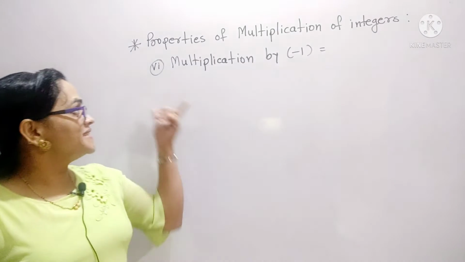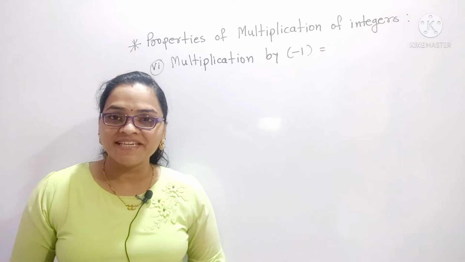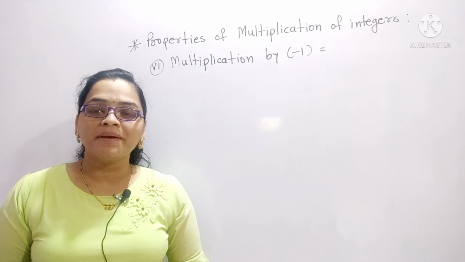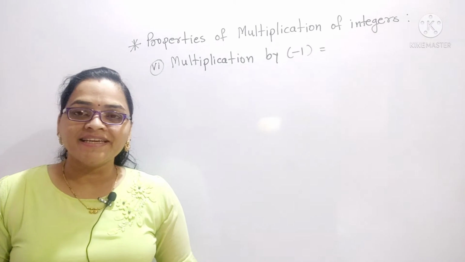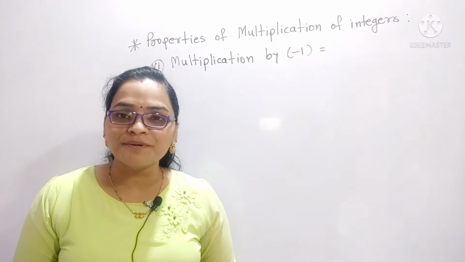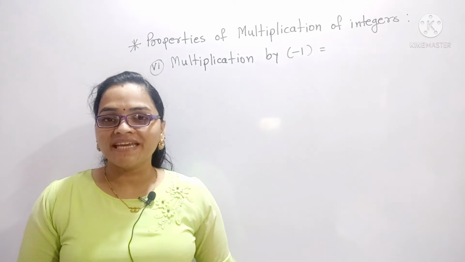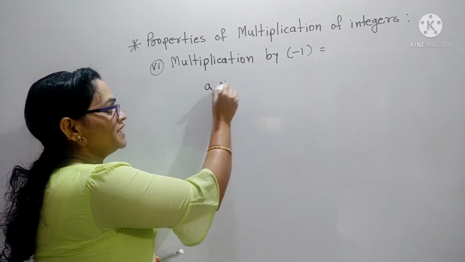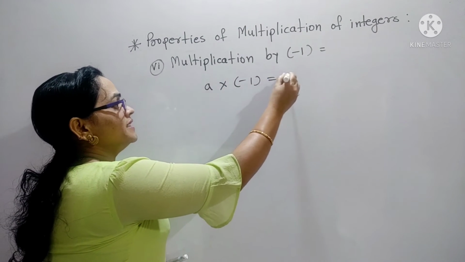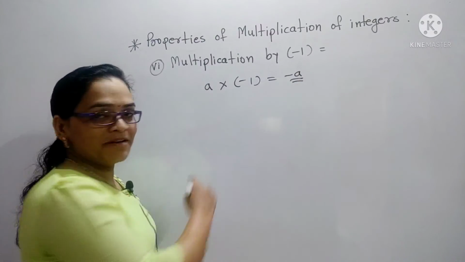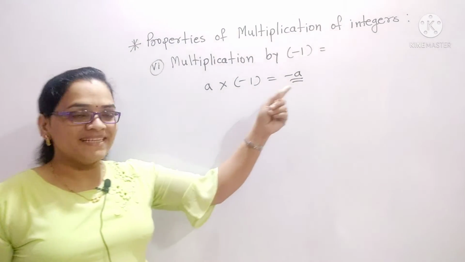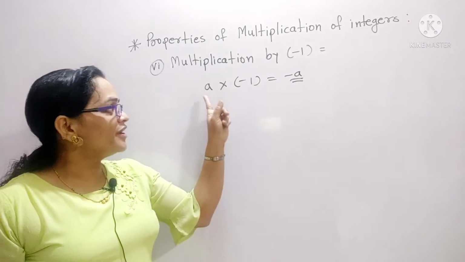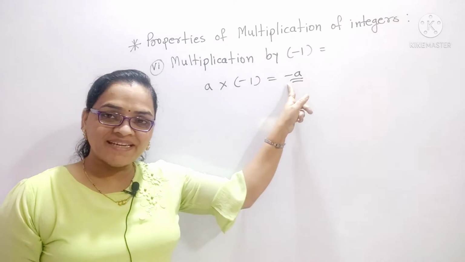What is the next property? The sixth property, multiplication by minus 1. When any integer is multiplied by minus 1, we get as the product its opposite, or inverse, of that integer. Suppose a is an integer and we multiply it by minus 1, then what product do we get? Minus a, that is its opposite. A's opposite is minus a, or the inverse of a is minus a.